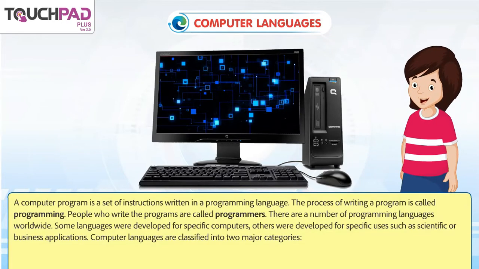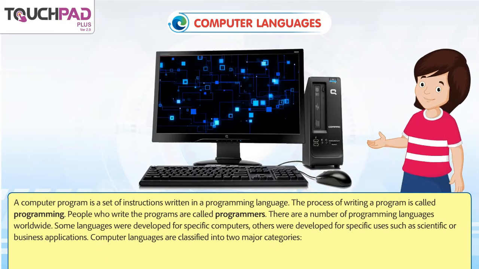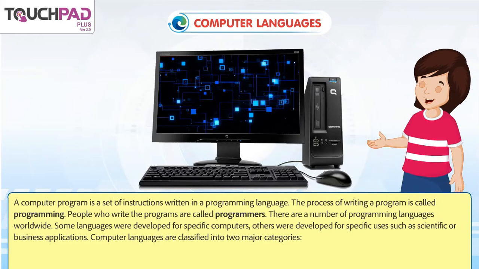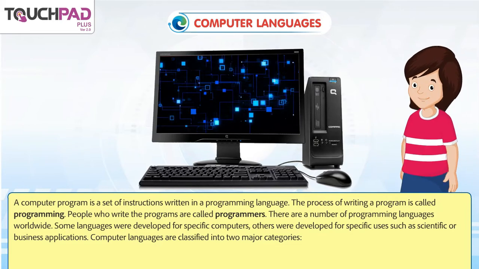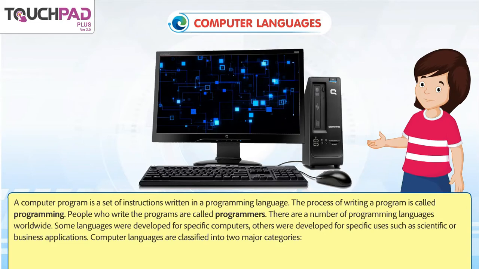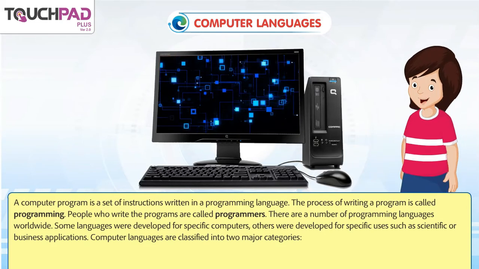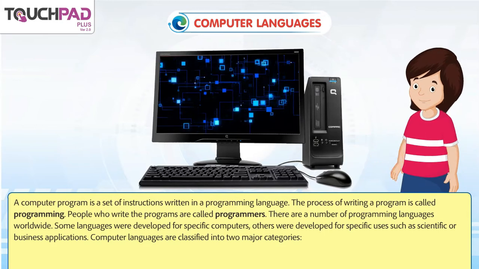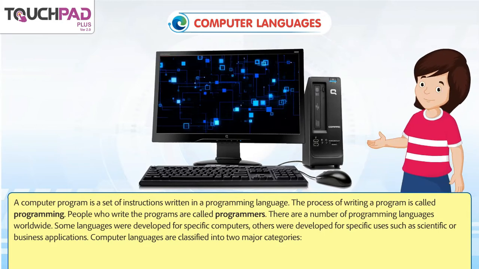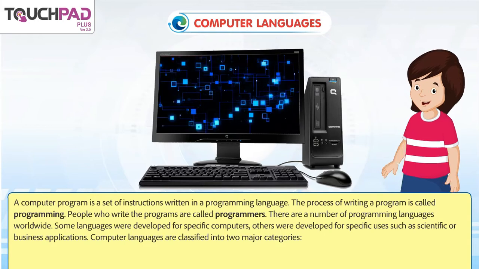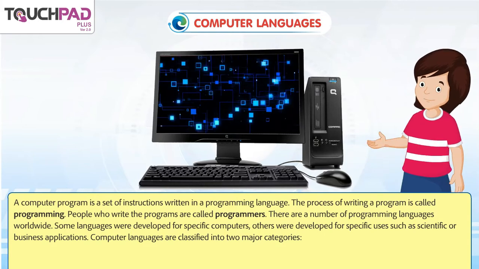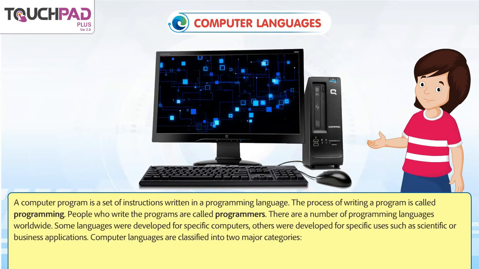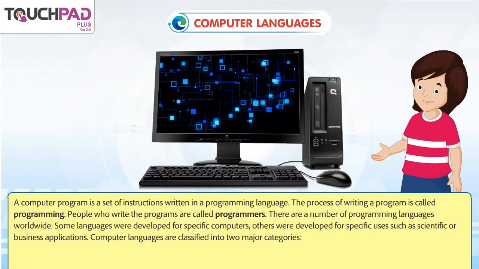A computer program is a set of instructions written in a programming language. The process of writing a program is called programming. People who write the programs are called programmers. There are a number of programming languages worldwide. Some languages were developed for specific computers. Others were developed for specific uses such as scientific or business applications.